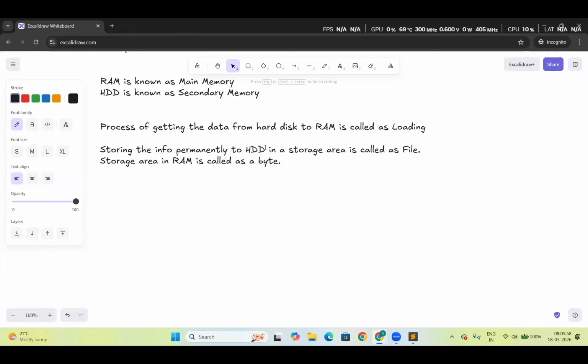Now there is something called cache memory. That is the last core component of any computer system, which I'll explain tomorrow. Tomorrow I'll explain the core component, the cache memory. Then we'll start with Java. Got it? Okay.